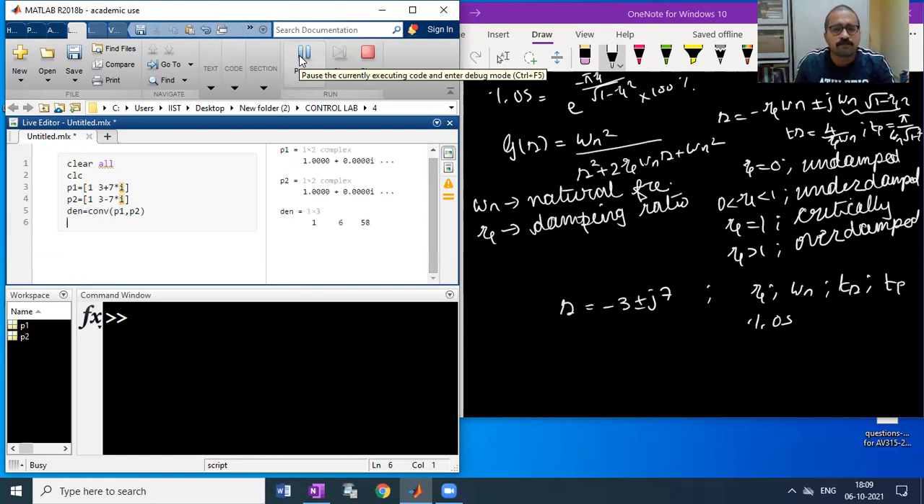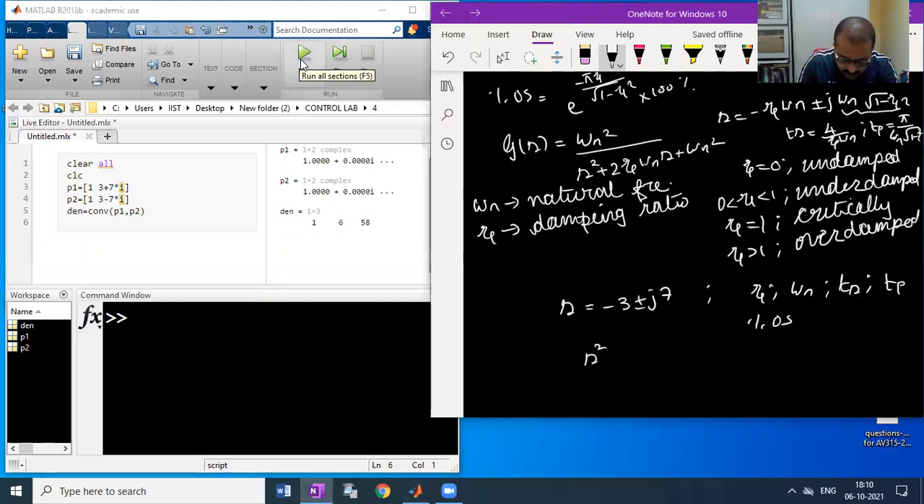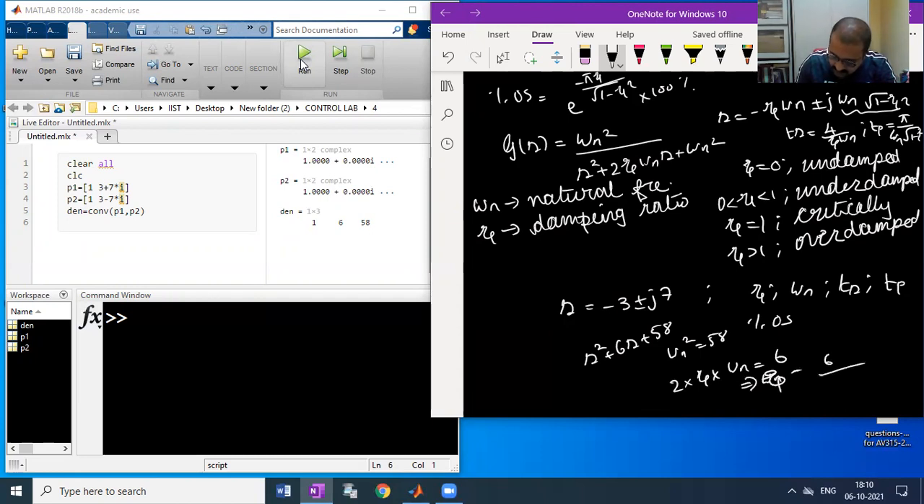Okay. Then what happens? You will see the denominator polynomial. The denominator polynomial is 1, 6, 58. Keep in mind this 1, 6, 58 corresponds to the polynomial s square plus 6s plus 58. Okay. So my omega n square is 58. 2 into zeta into omega n is 6, from which I can find zeta as 6 divided by 2 into root 58. Okay, so that's what we are going to do. So this is my denominator, right?